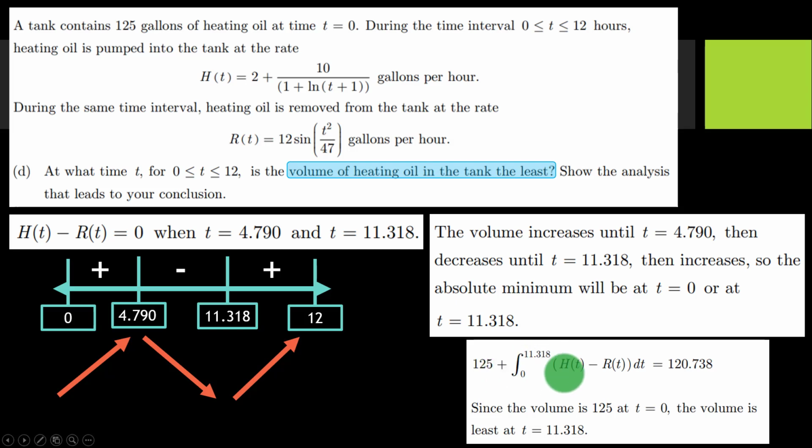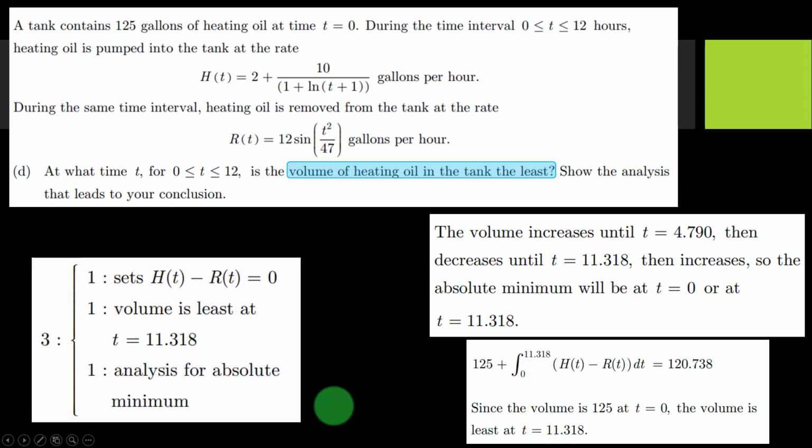We plug it in, the same pattern we're seeing of the initial value plus the integral of rate in minus rate out from 0 to 11.318, and we get 120.738. And so since the volume is 125 at t equals 0, the volume is least at 11.318 because it's less than 125.